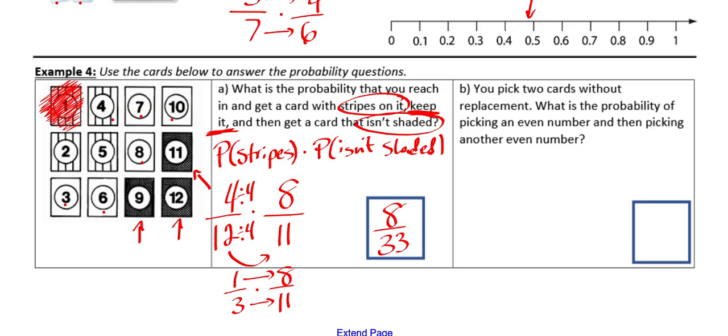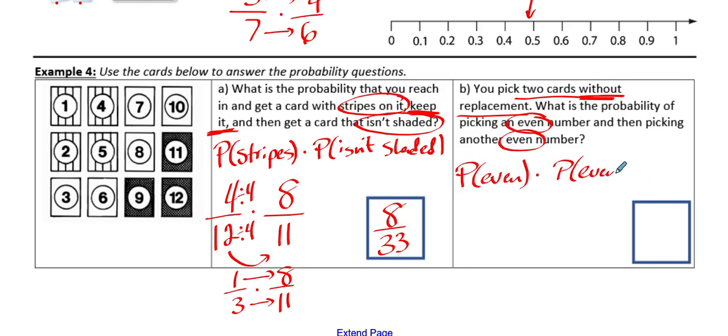Last one. I think this phrasing confuses people sometimes. You pick 2 cards without replacement. It's not saying we do that before the problem starts. It's just announcing what we're about to do. It's saying you're about to pick out 2 cards and you're not replacing the first one. What's the probability of getting an even number and then another even number? So probability of an even times probability of an even.